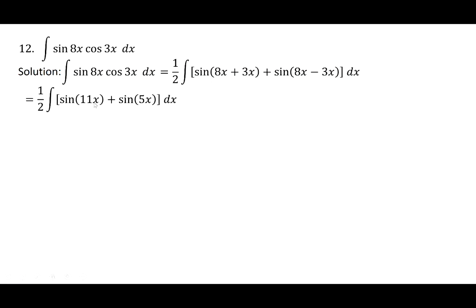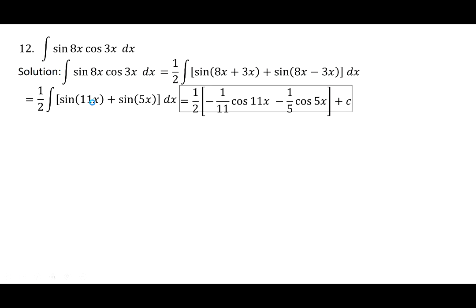And sine 11x is easy to integrate, negative 1/11 cosine of 11x. And the integral of sine of 5x is negative 1/5 cosine 5x. We're done. So integrating that hinges entirely on us knowing the identities.